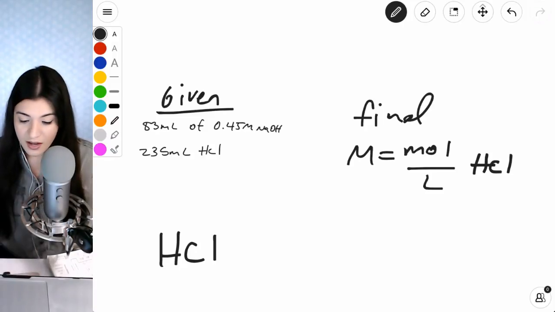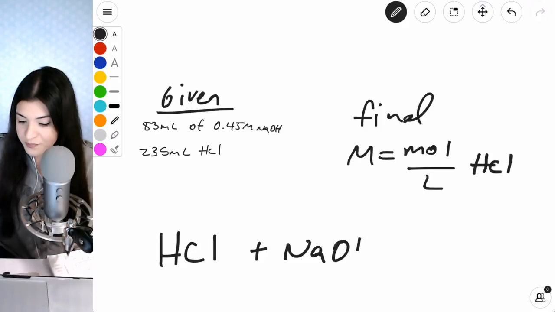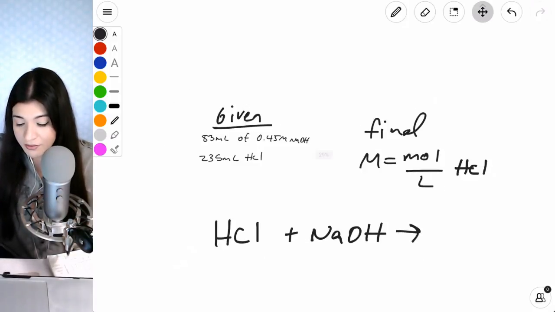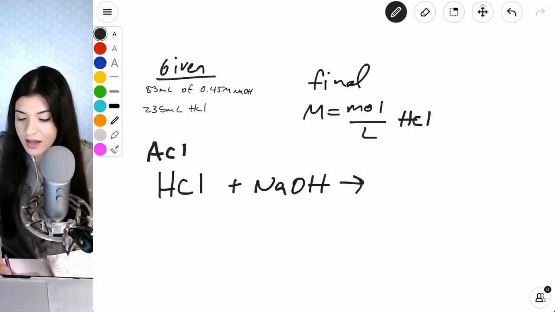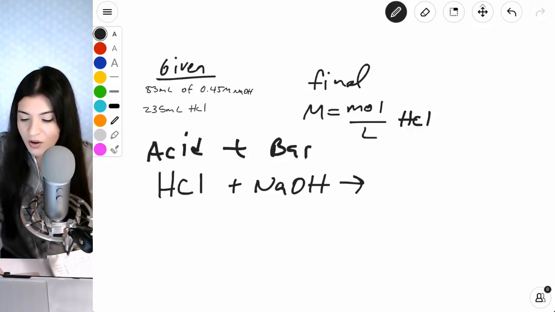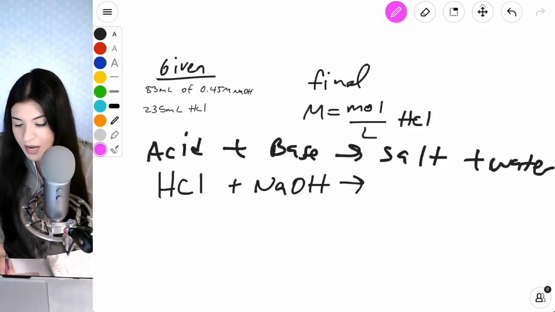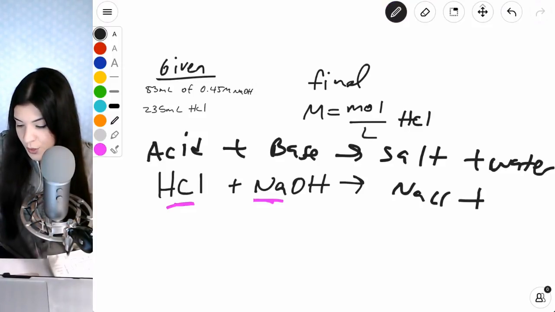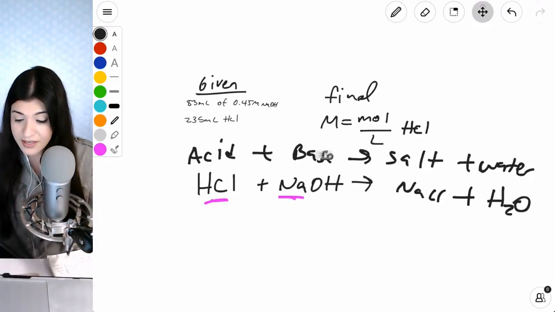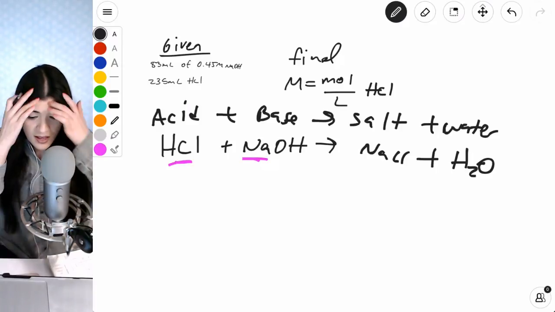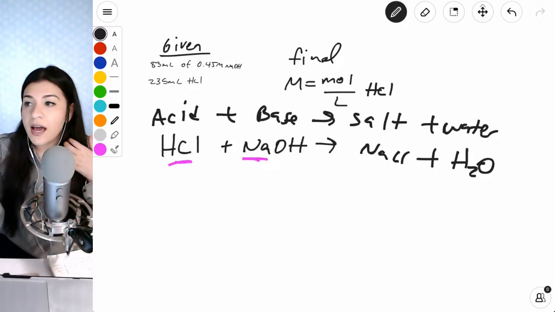What I'm going to start off with is that HCl, our acid, is going to react with our base of NaOH. And then that's going to give us, remember, an acid plus a base gives us a salt, and then water. So NaCl is going to be our salt, and then it will form H2O, or water. Everything is actually balanced here, so that's nice. So that means everything's going to be 1-to-1.